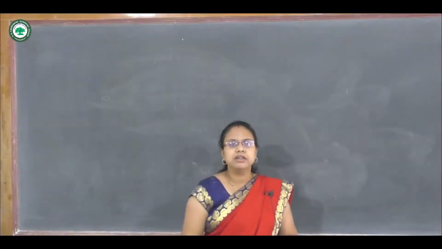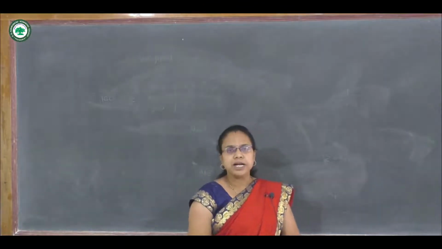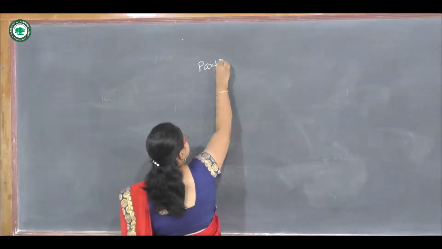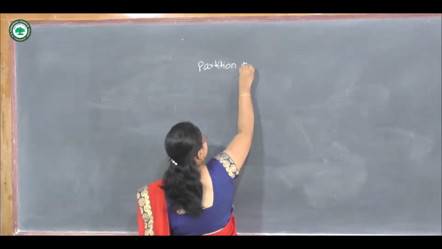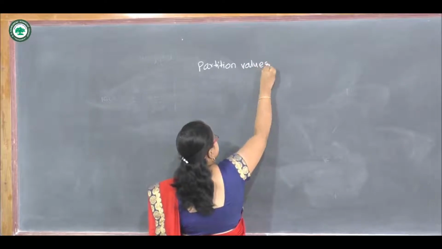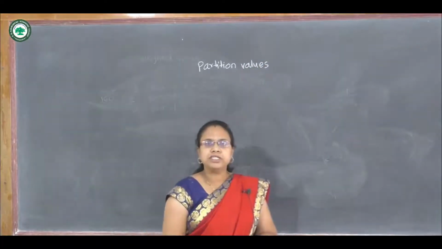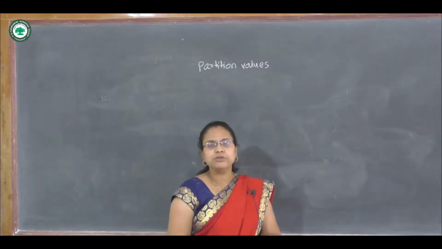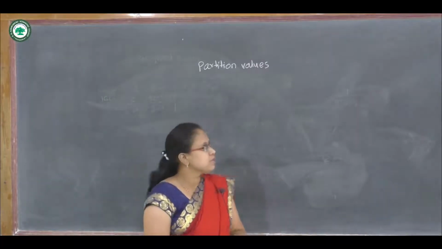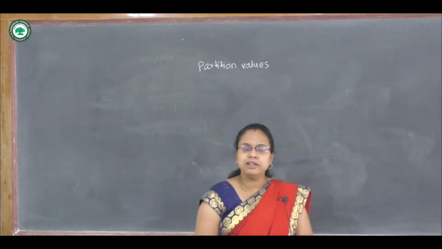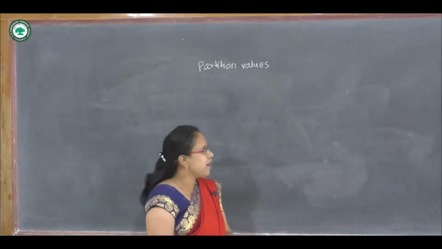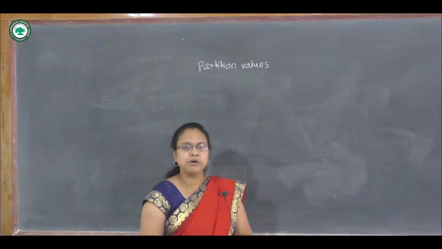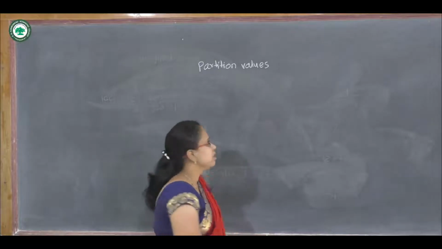Now we will see the next concept, which is partition values. So the partition values means which divides the entire data into the different parts. So we have already seen that the median divides the data in two equal parts. So let's see some more partition values.